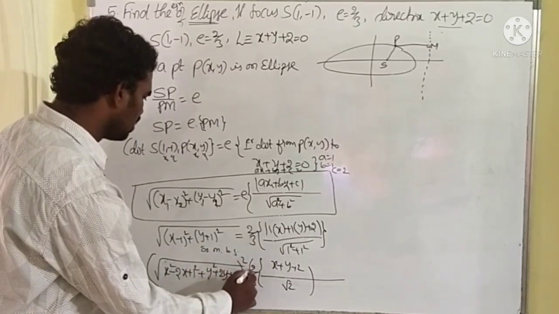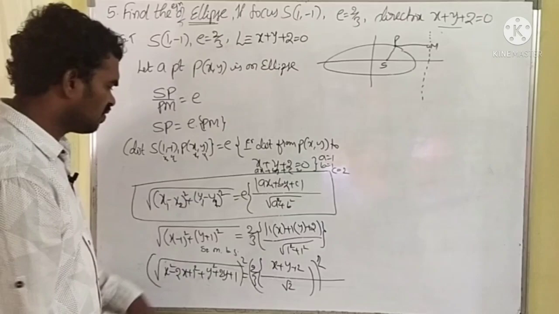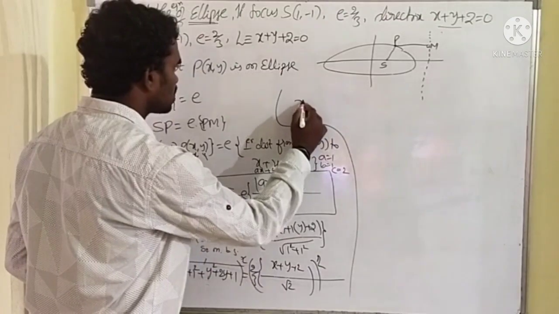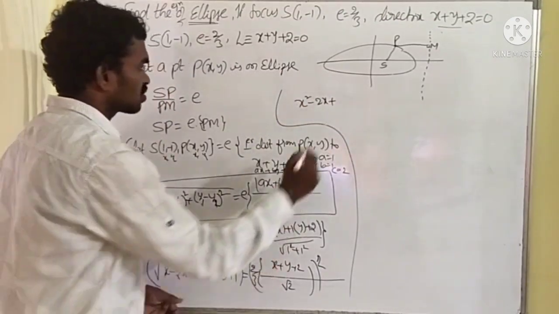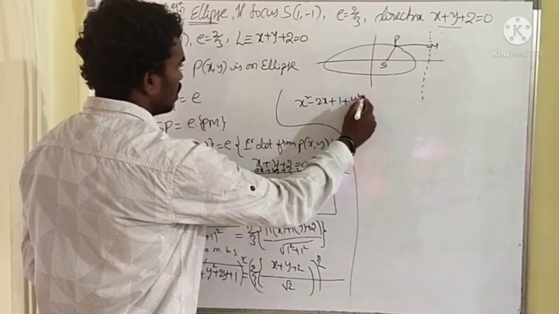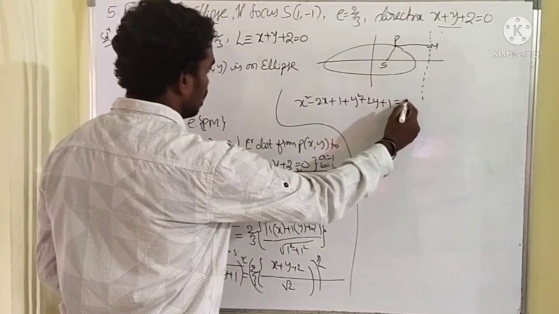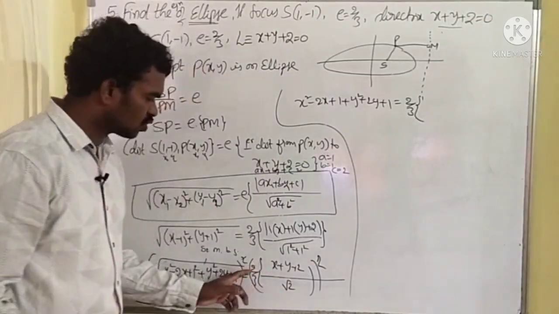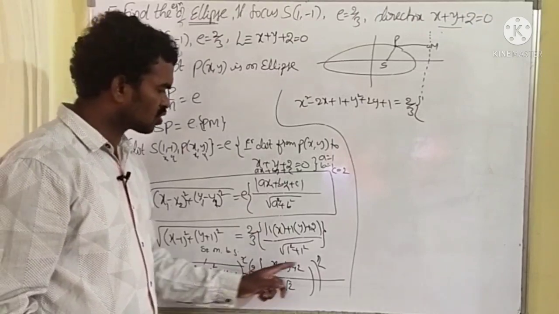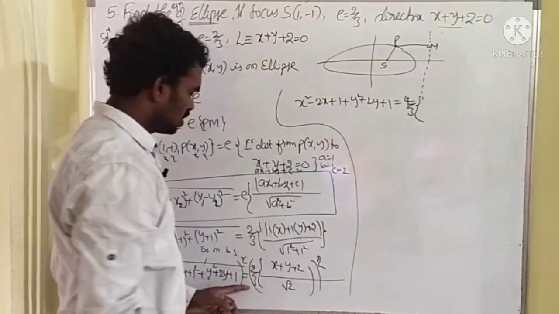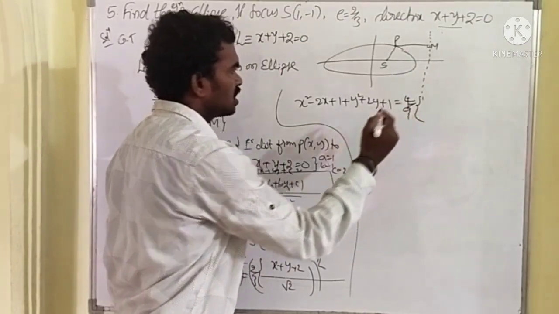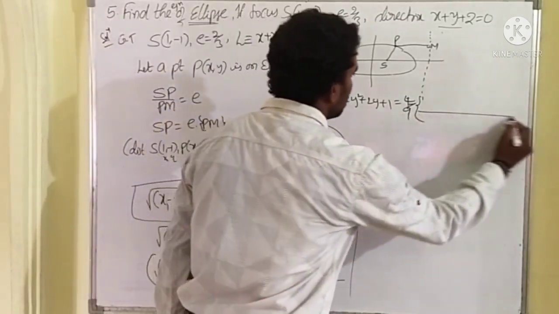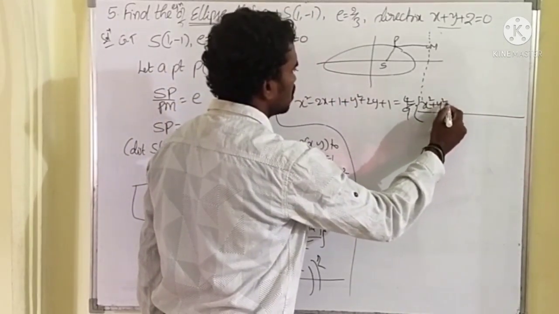So we get a square and simplify. Square root cancels. What are the remaining terms? x square minus 2x plus 1, plus y square plus 2y plus 1 is equal to 2 by 3 into (x + y + 2) whole square. Sorry, here 2 by 3 also has a square. So 2 square means 4, 3 square means 9. So carefully do the simplification without any mistake. Now (a + b + c) whole square. According to the (a + b + c) whole square formula, it is a square plus b square plus c square.